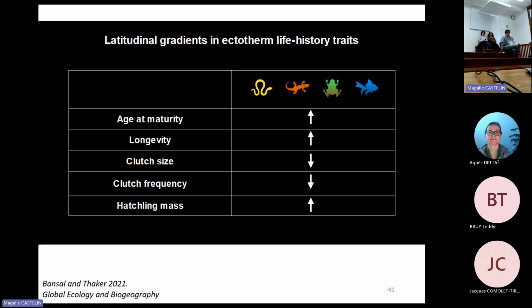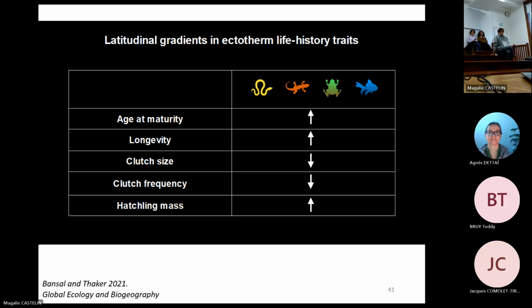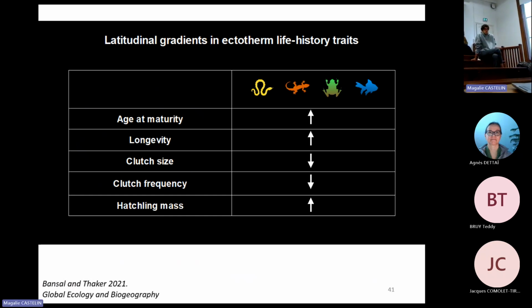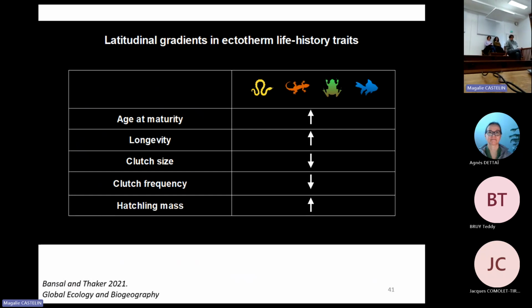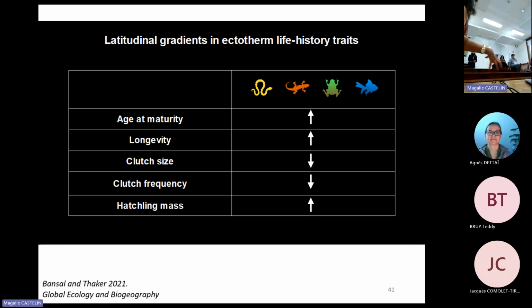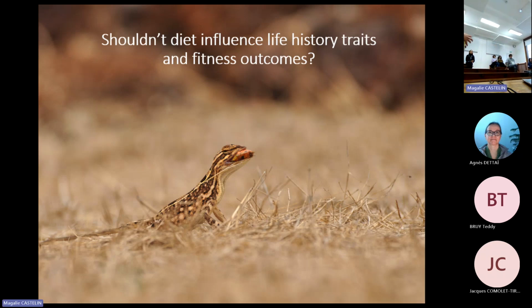We're going to play with that bottom, life history traits. For ectotherms, literature tells us that a bunch of life history traits change with latitude. So as we go from equator to pole, age at maturity increases, longevity increases, clutch size decreases, clutch frequency decreases, but hatchling mass increases. So this is all ectotherms. But we don't build our bodies in the same way. Unless we think about the things that go into building the body.